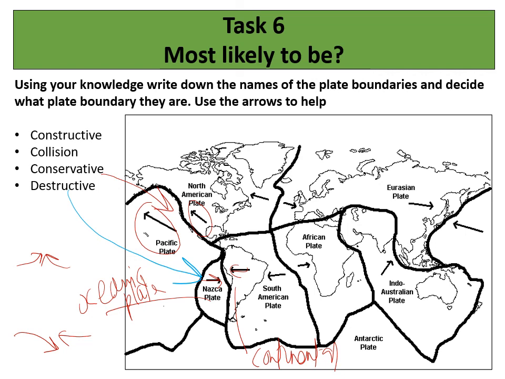Okay, so do the same thing for the South American and the African plate. Do the same one for the North American and the Eurasian plate. You could do the same for the Eurasian and the Pacific plate, and also the Eurasian and the Indo-Australian plate. And simply decide whether you think it's a constructive, a collision, conservative, or a destructive plate boundary.